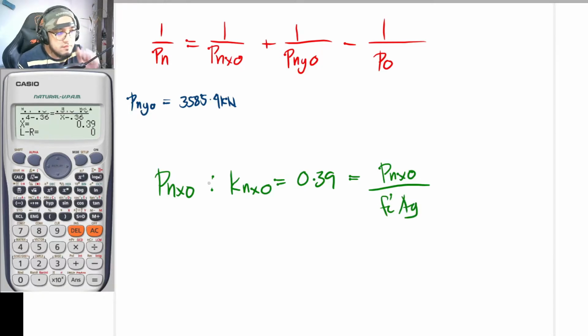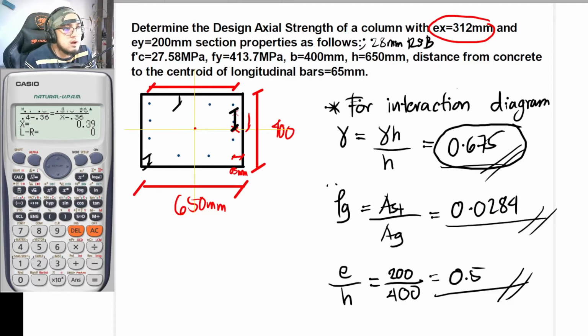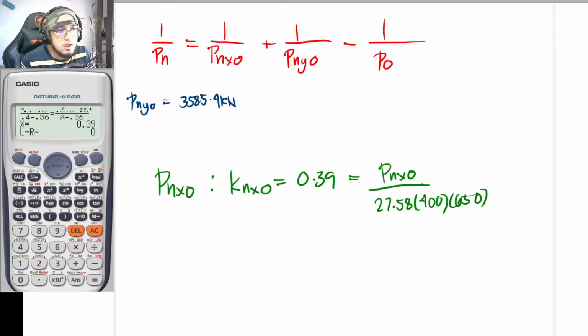So, substituting known values, f'c is to be equal to 27.58 times the cross-sectional area, and that is to be 400 by 650. Is that right? Just checking. So, 400, 650, then 27.58. Okay, so there.